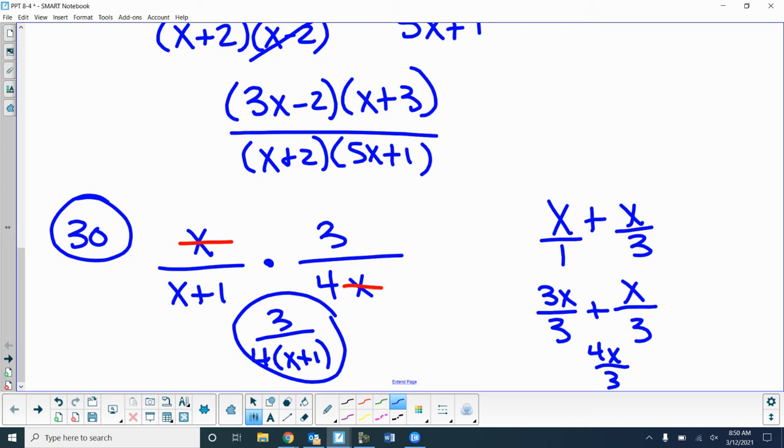All right, so when you have one of these complex fractions, if you have an addition or subtraction problem as the numerator or denominator, you gotta make it a single fraction first. You gotta add or subtract first, then multiply by the reciprocal. All right?